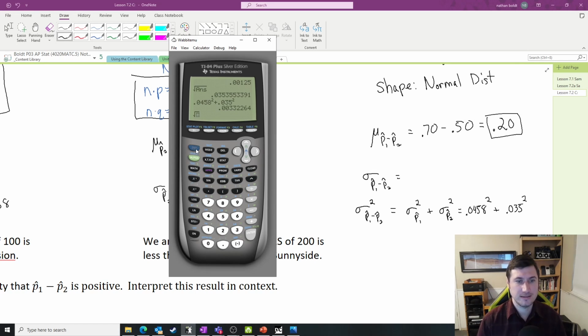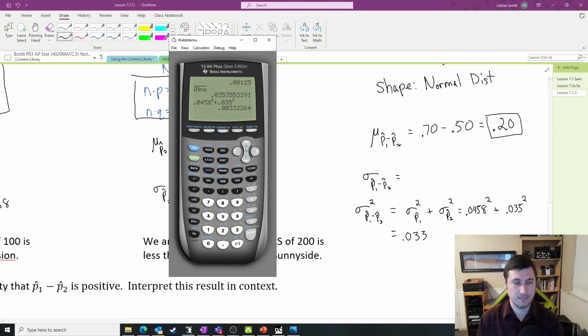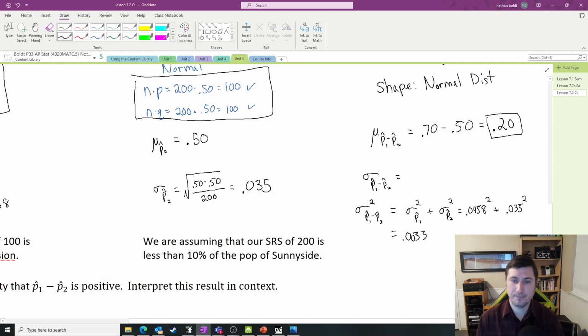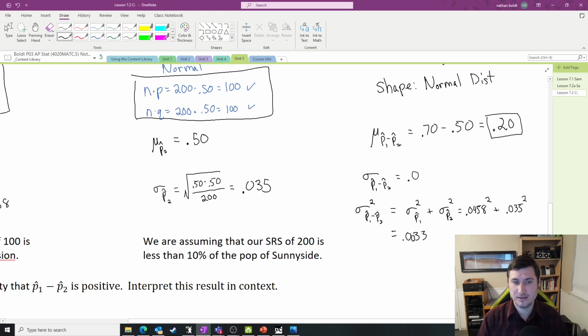Square root that number. Now, all right, I'll go step by step, my bad. 0.0332. So the variance is equal to 0.0033. Ooh, two zeros, my bad. That's our variance, but we don't want the variance. We do want the standard deviation. So we then square root all of that. So the square root of that number, 0.0576. That is our standard deviation.